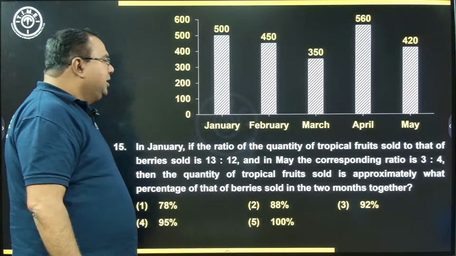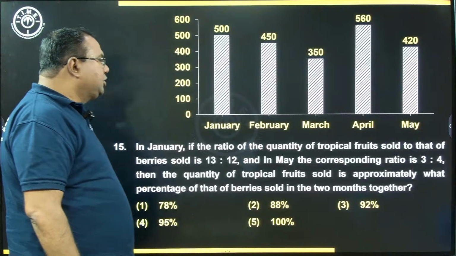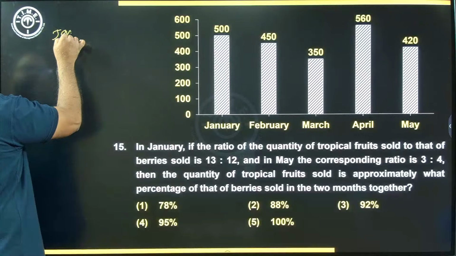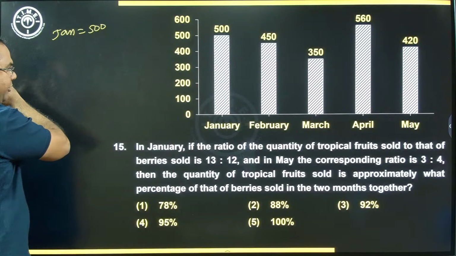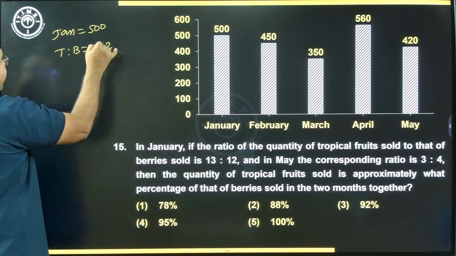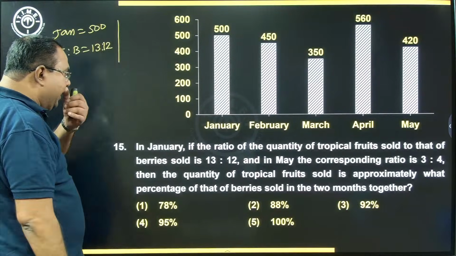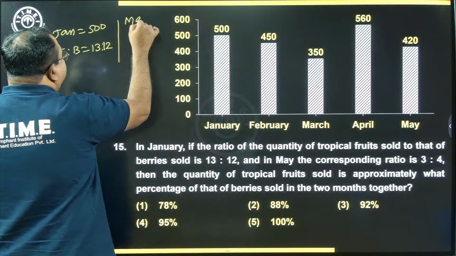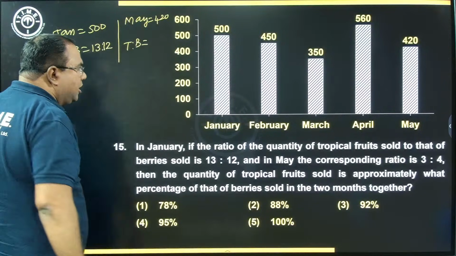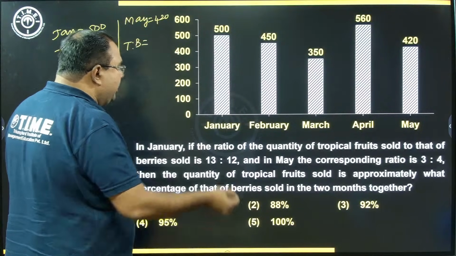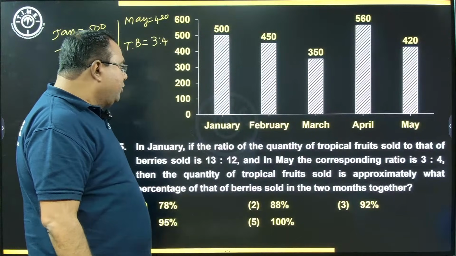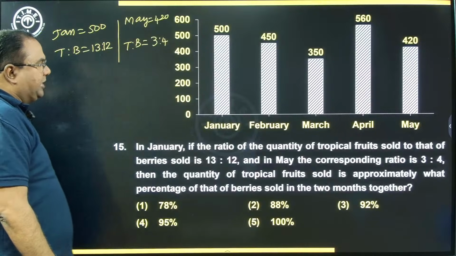In January, the ratio of quantity of tropical fruits sold to the berries sold is 13:12. I have 500 in January. In May, total fruits sold is 420, and the ratio of tropical to berry is 3:4. Quantity of tropical fruits sold is approximately what percentage of berries sold in 2 months together?